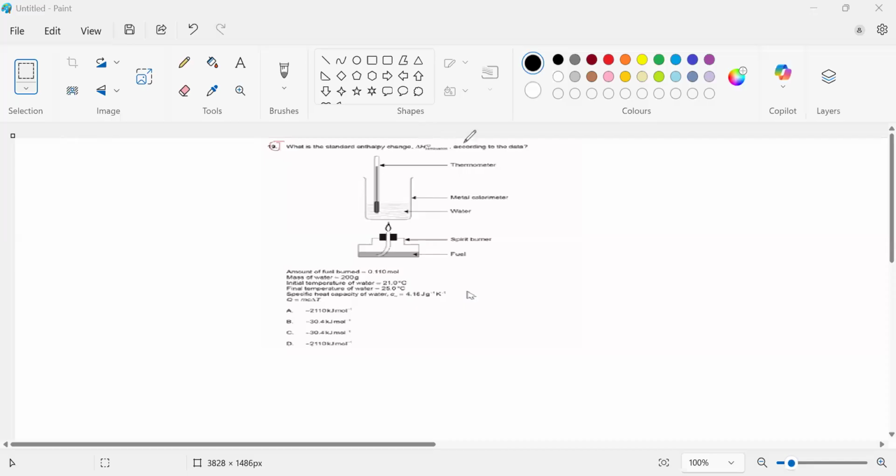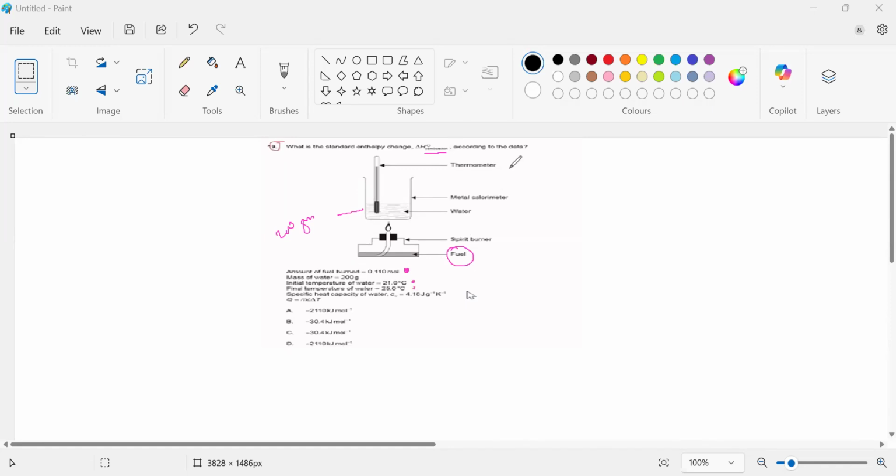What is the enthalpy change, delta H of combustion? According to the data, we have taken the fuel over here. We have taken the spirit burner. Amount of fuel is how much? This burnt. Mass of water is how much? Mass of water is 200 grams. Understood. Initial temperature of water is this. Final temperature of water is this.